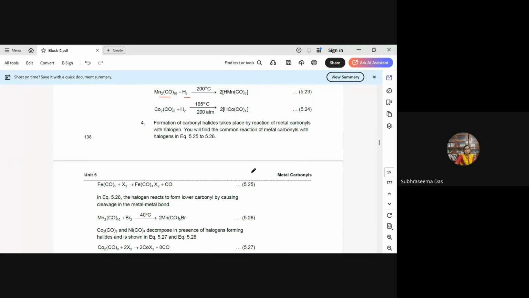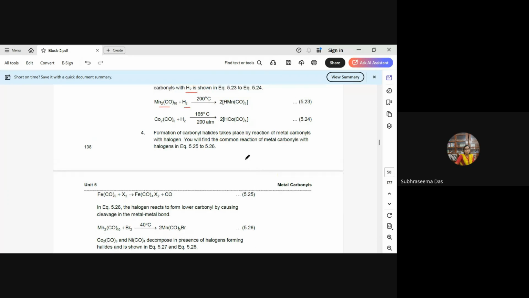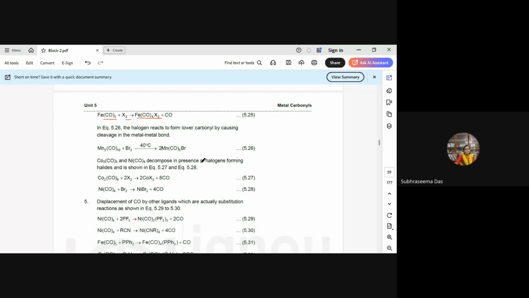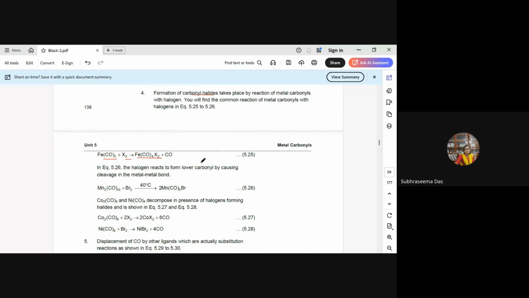Then another important reaction of carbonyls is the formation of carbonyl halides. They are formed when the metal carbonyls react with halogens. Suppose Fe(CO)5 plus X2 forms Fe(CO)4X2 plus CO. So in this reaction, the halogen reacts with one of the CO groups and replaces one CO, forming the corresponding carbonyl halide.